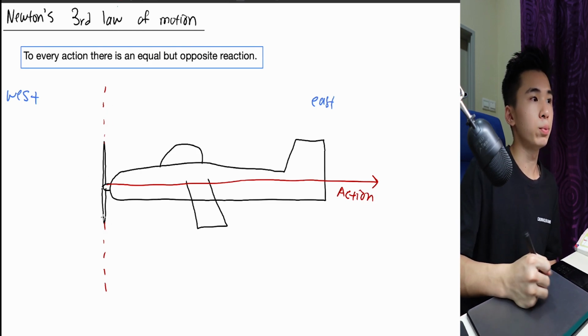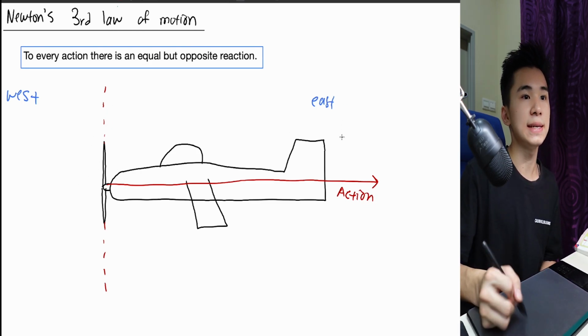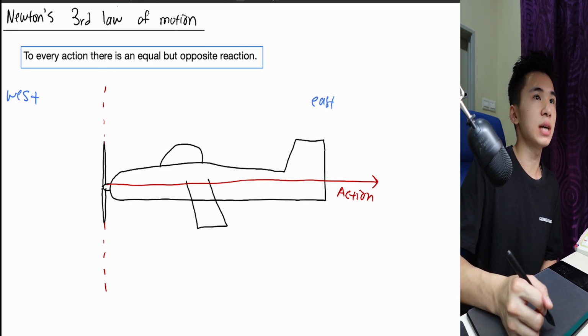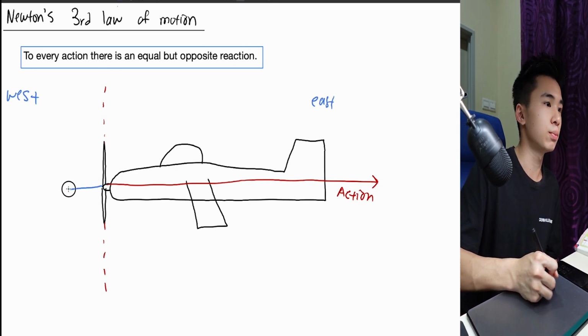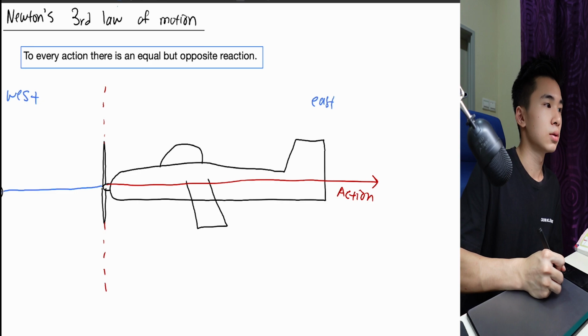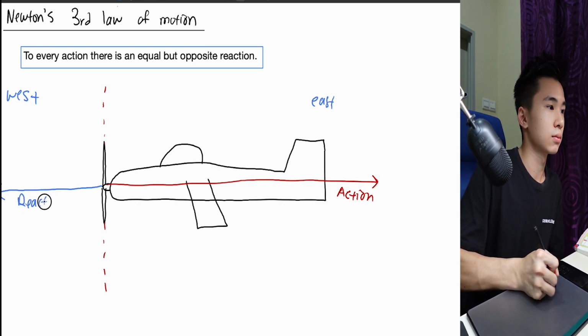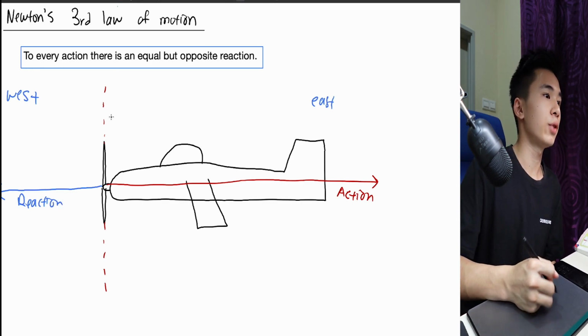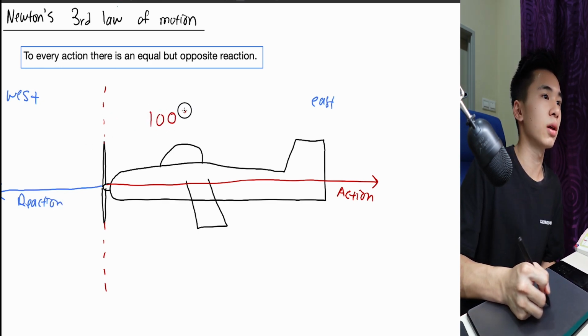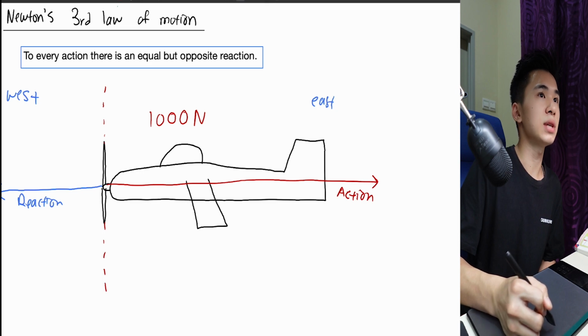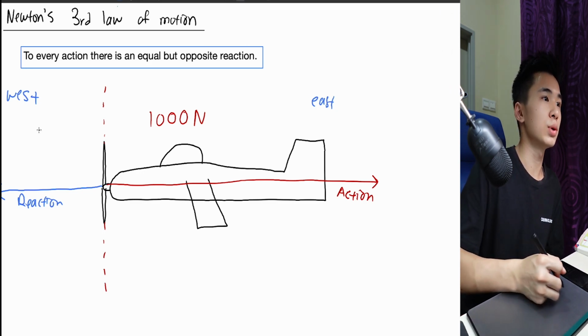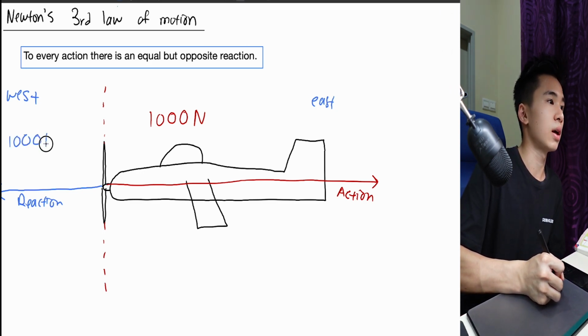We are pulling the air molecules to our east direction, and at the same time the reaction force is going to pull us to the west direction. Okay, so if we drag air molecules using 1000 newtons, at the same time the reaction force towards us is going to be 1000 newtons.